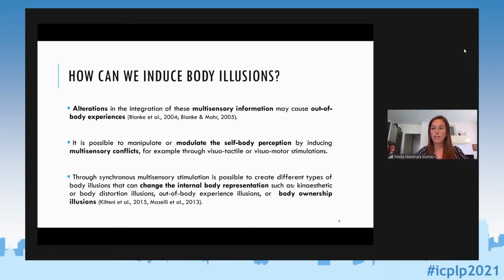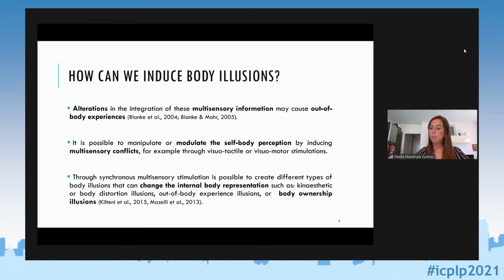So when the multisensory integration is altered, people can experience body illusions. In this case, people experience out-of-body experiences. That is a type of body illusion in which people feel outside of the body, and they can observe their own body from another perspective and also the environment from a different perspective.